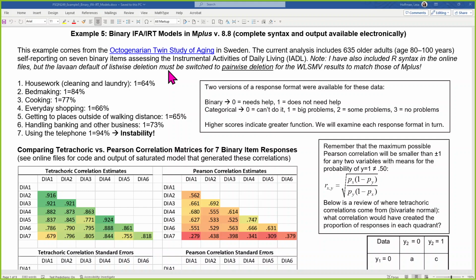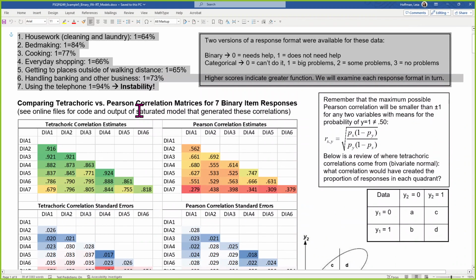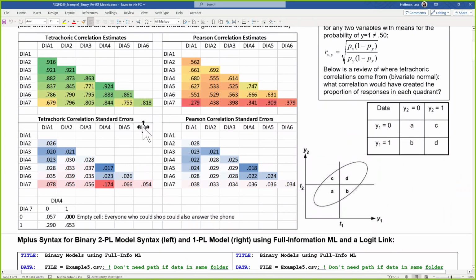So the story for these data: these are real data, which is why they're not in the download folder. They are 7 indices of activities of daily living within a sample of older adults. Last time we looked at just descriptive information, so the proportions of people who are able to do each of these activities are relatively high. And we saw a difference in the type of correlation that's observed across the items when you do it with tetrachoric estimates versus standard Pearson correlations. Tetrachorics are going to be a better measure of association for binary items in particular.